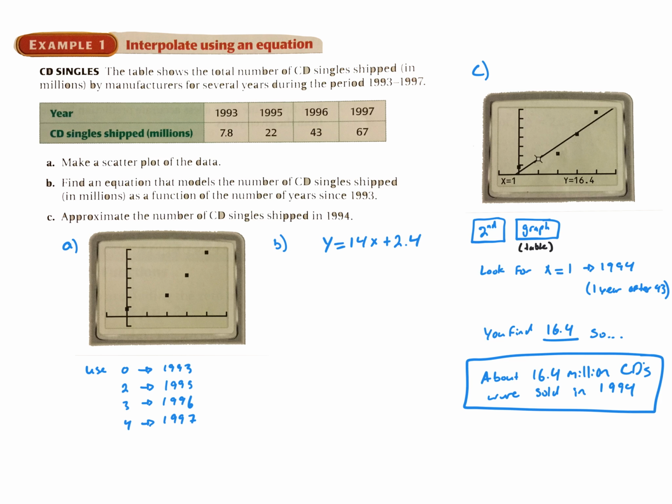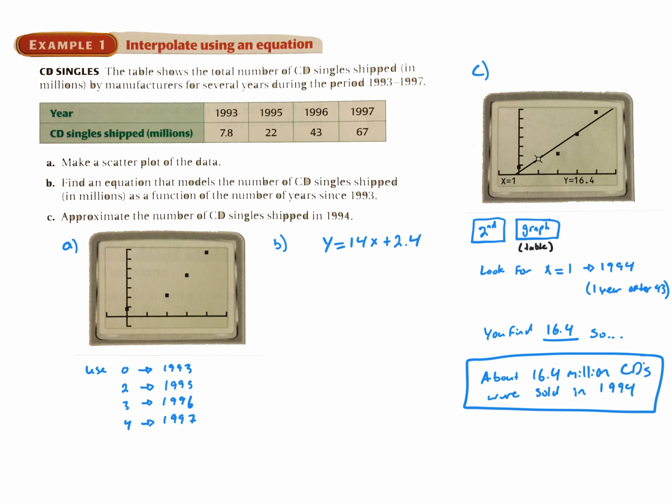Now what they're asking us in part C is, how many shipped in 1994? Notice that's between these two data points, so this is interpolation. We're going to go to the table, which is second graph. Graph is right underneath the screen over here on the right. And then it's going to take you to a table.